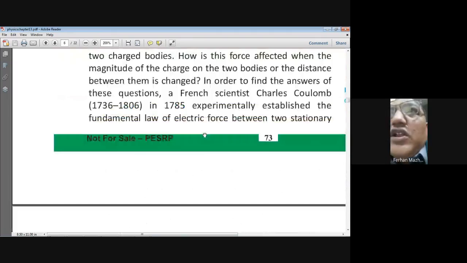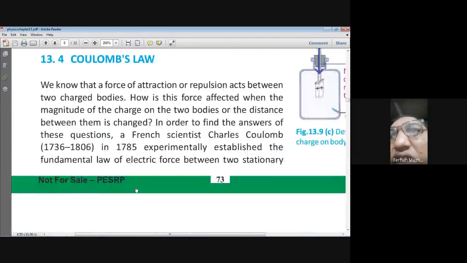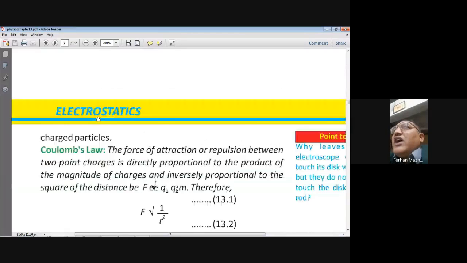Okay. We know that a force of attraction or repulsion acts between two charged bodies. How is this force affected when the magnitude of the charge on the two bodies or the distance between them is changed? In order to find the answer to these questions, a French scientist, Charles Coulomb, in 1785 experimentally established the fundamental law of electric force between two stationary charged particles.